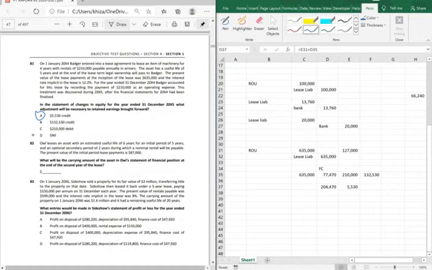Question 82. OWL leases an asset with an estimated useful life of 6 years for an initial period of 5 years, and an optional secondary period of 2 years during which a nominal rent will be payable. The present value of the initial period lease payments is $87,000. What will be the carrying amount of the asset in our statement of financial position at the end of the second year of the lease?